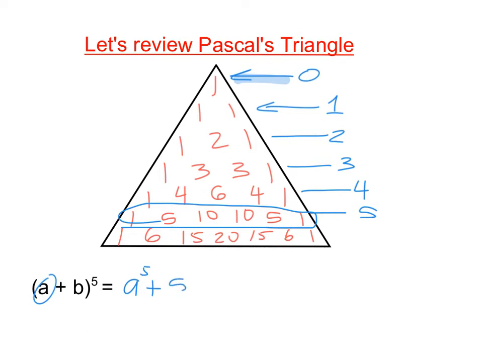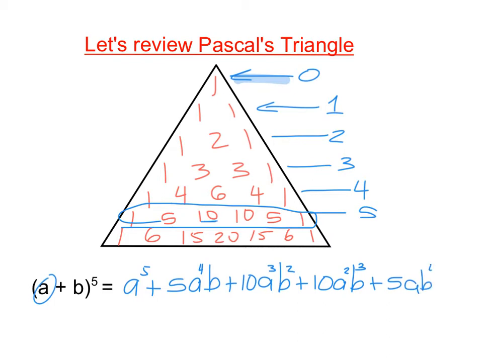And then 5. Now the a goes down by 1 and the b goes up by 1. And then we got the 10. So 10, a goes down by 1 to 3, b goes from 1 to 2. 10, a goes down, b goes up. 5, a, b to the 4th. And then last, b to the 5th.